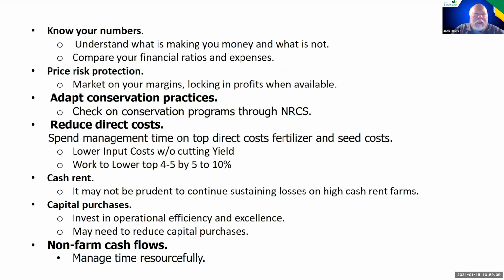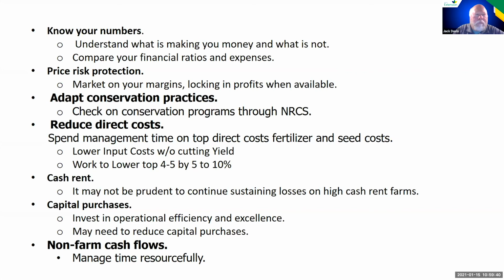This is my checklist that I like to use and have people use. You can pick a few of these. I think it's key to know your numbers, not only financially, but also production wise and what works and doesn't work on your farm. If you're not comfortable doing the price risk protection and you're of a decent size, I think it pays to hire that out.